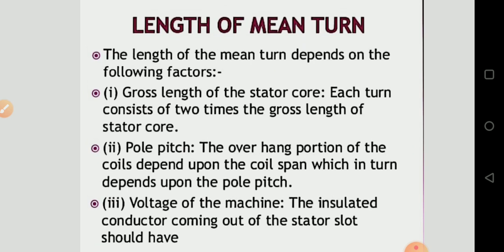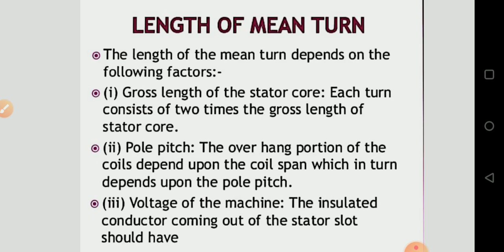Now the next is the length of mean turn. Sometimes we call it the mean length per turn. We define it as the mean length of the winding turn in the coil. So at first we calculate the mean length of the winding turn.